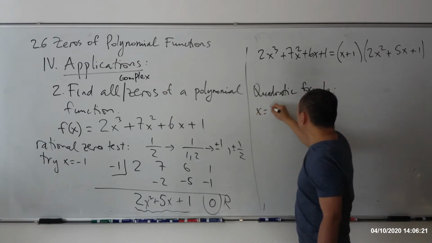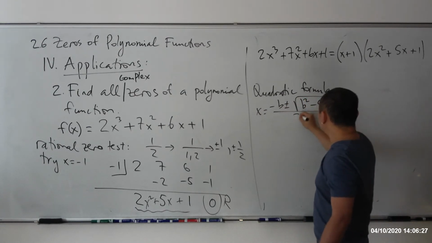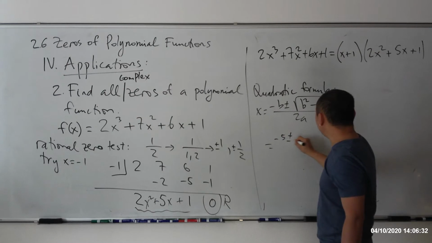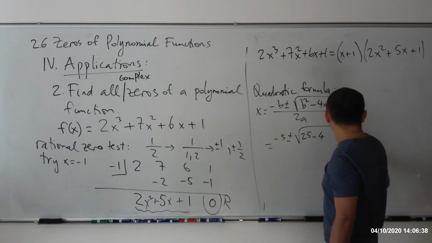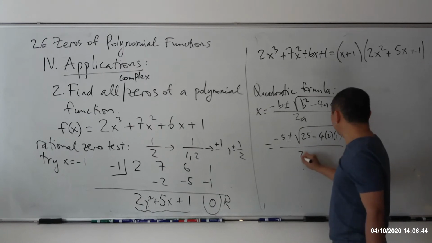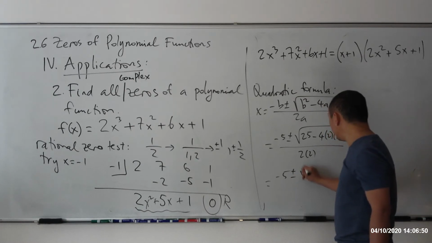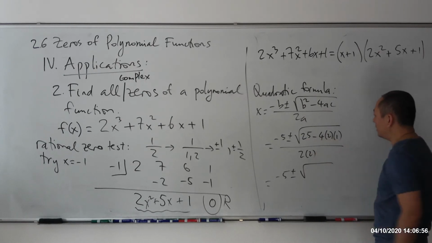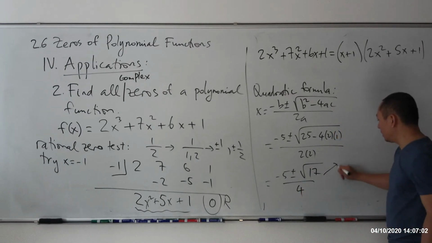X equal to -b plus or minus square root of b squared minus 4ac, all over 2a. So a is 2, b is 5, and c is 1. So that's -5 plus or minus square root of 5 squared, which is 25, minus 4 times 2 times 1, all over 2 times 2. This is -5 plus or minus square root of 25, and 4 times 2 times 1 is 8. 25 minus 8 is 17. So over 4.